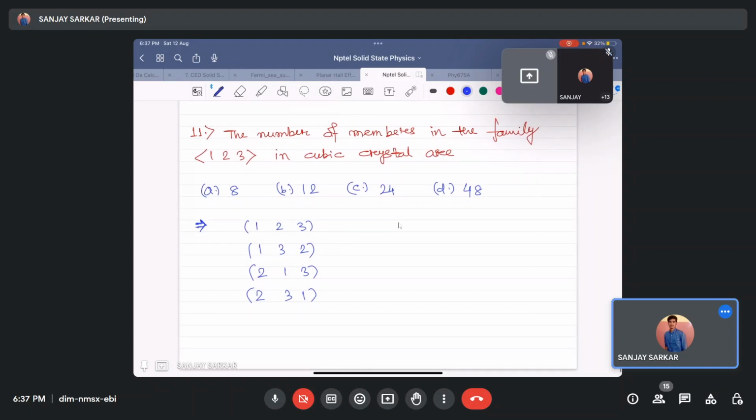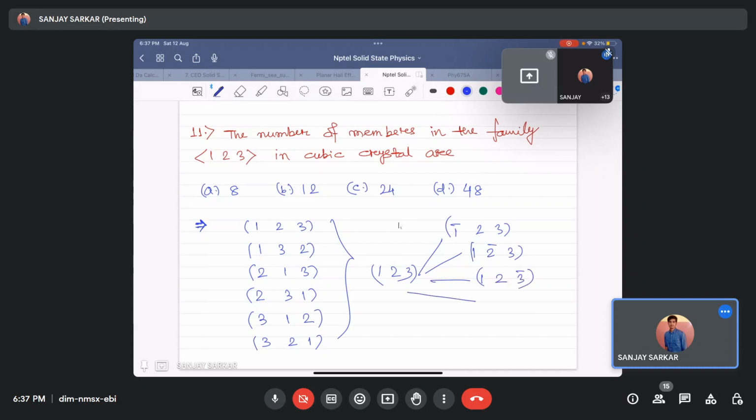Again you will get 3 1 2 and 3 2 1. So 6 you will get. Now you need to take the negative of all of them. So from each of them you will get, let's say for 1 2 3, 1 bar 2 3, then 1 2 bar 3, then 1 2 3 bar, then again you will get 1 bar 2 bar 3, 1 2 bar 3 bar, and 1 bar 2 3 bar.